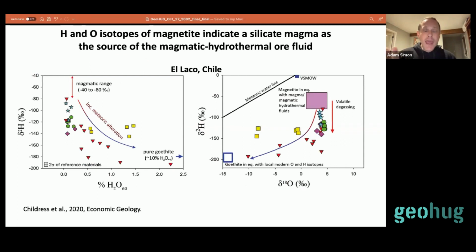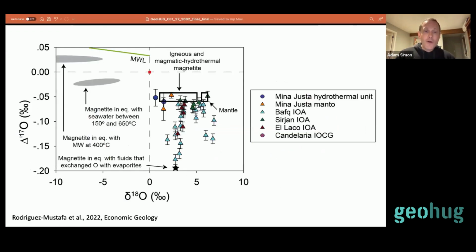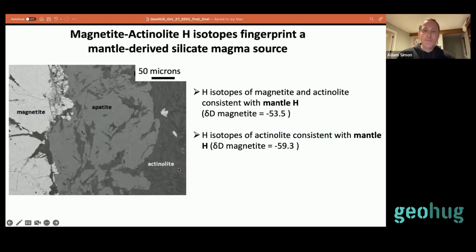We also can look at these data and back out that goethite I showed you earlier. And if I just highlight on the left-hand side, when you look at hydrogen versus water content of magnetite, you can see that as we observe an increase in goethite, we see hydrogen isotopes get lighter and water contents increase. And this also correlates with lighter values of cap delta 17.